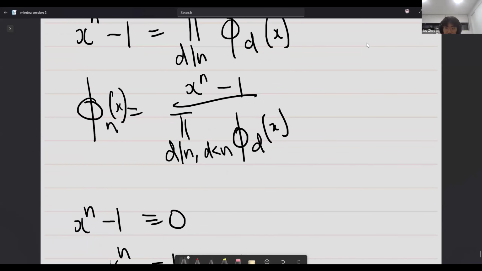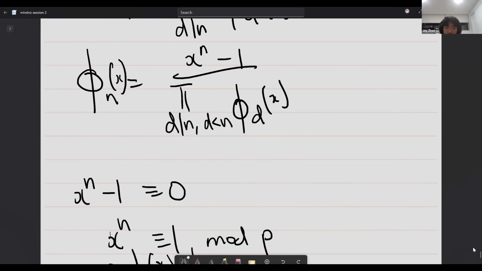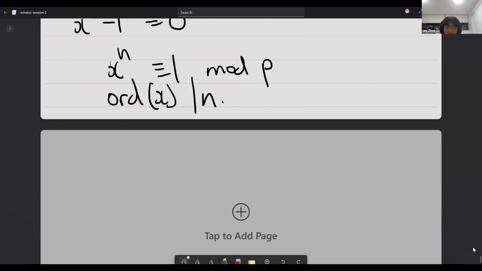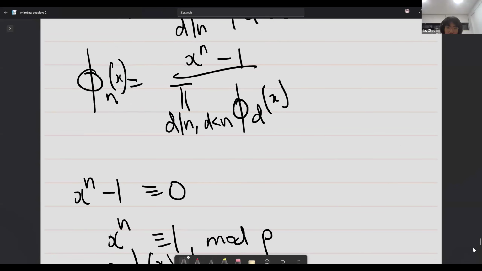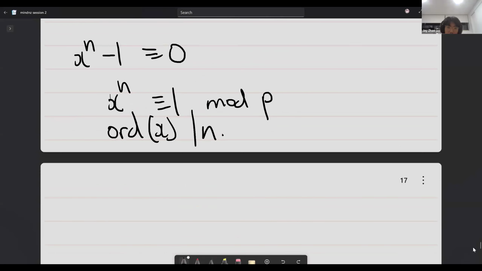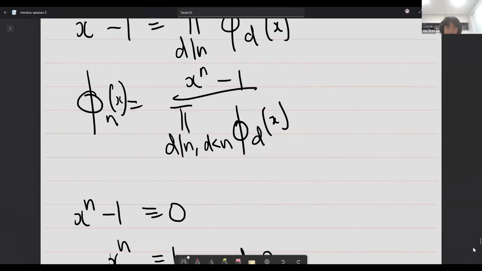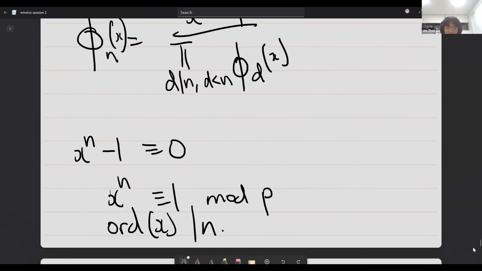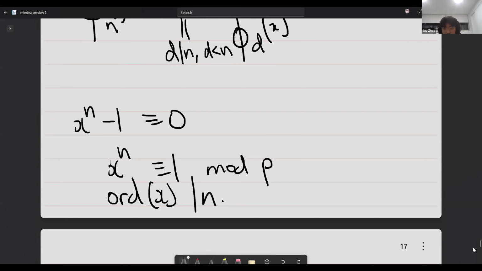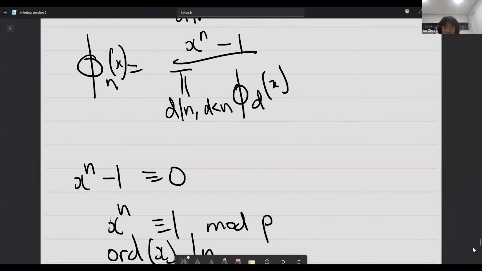So then here what we're doing, basically on the bottom, we're dividing out by all the divisors of n which aren't n. So we're just getting rid of them, and then what we're left with is all the numbers whose order is exactly n, because you've got rid of all the divisors.